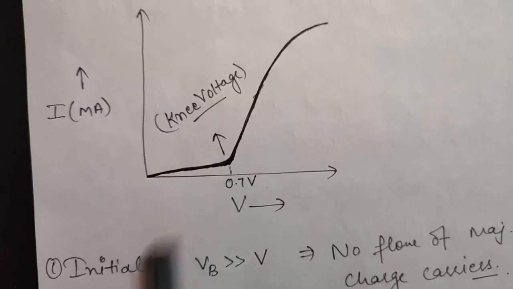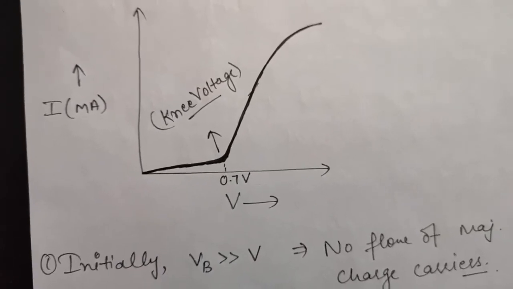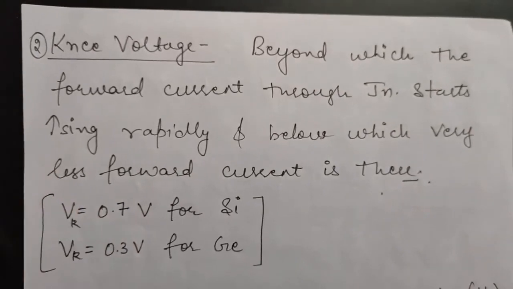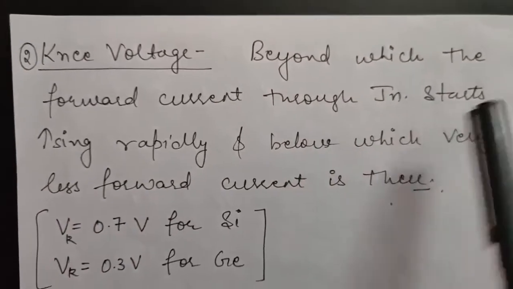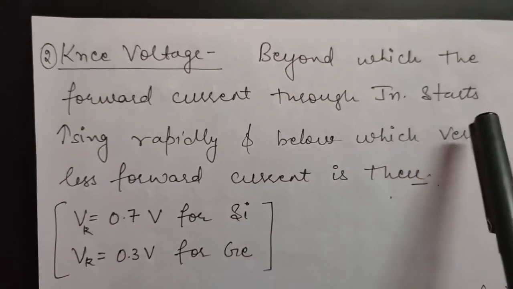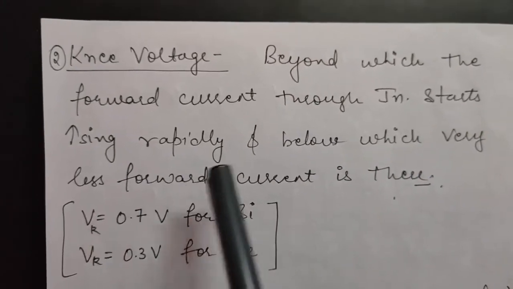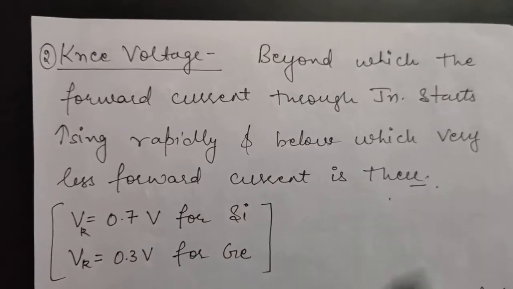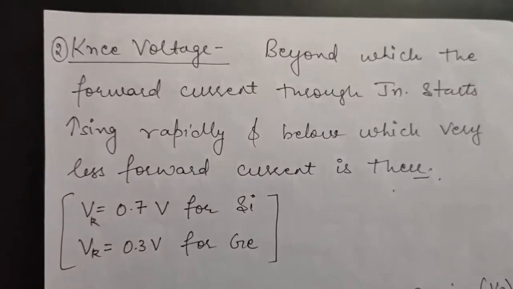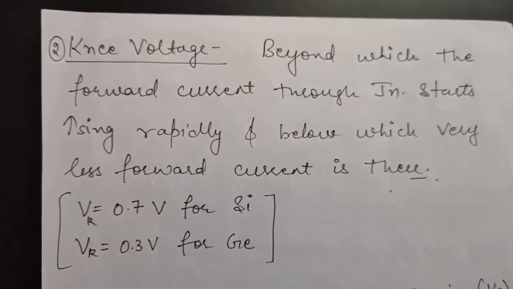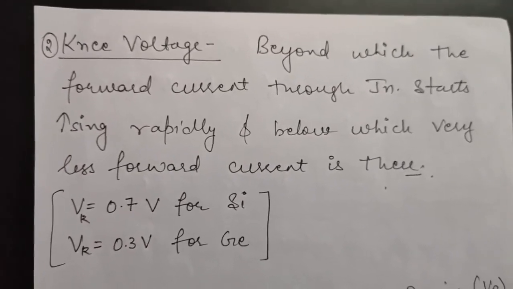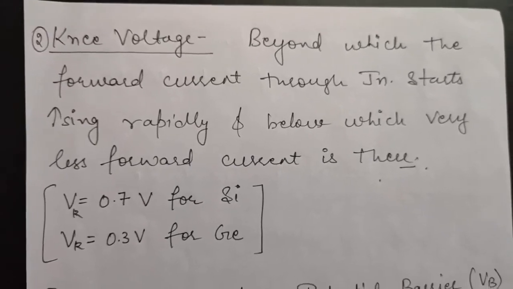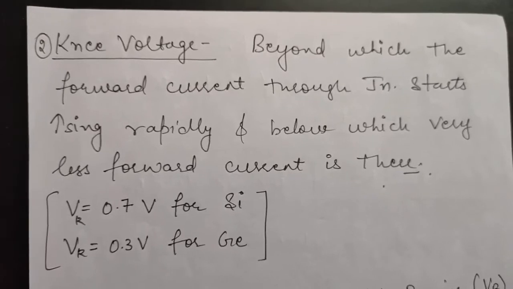So first of all, let me tell you what we mean by knee voltage. Knee voltage means the voltage beyond which the forward current through the junction starts increasing very rapidly, and below which very little forward current flows. That is, above the knee voltage, a very large current flows through the junction. But if the voltage is less than the knee voltage, there will be very little forward current.